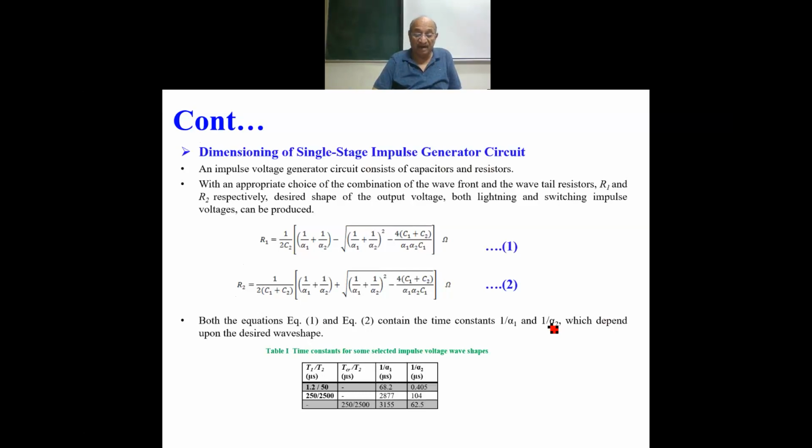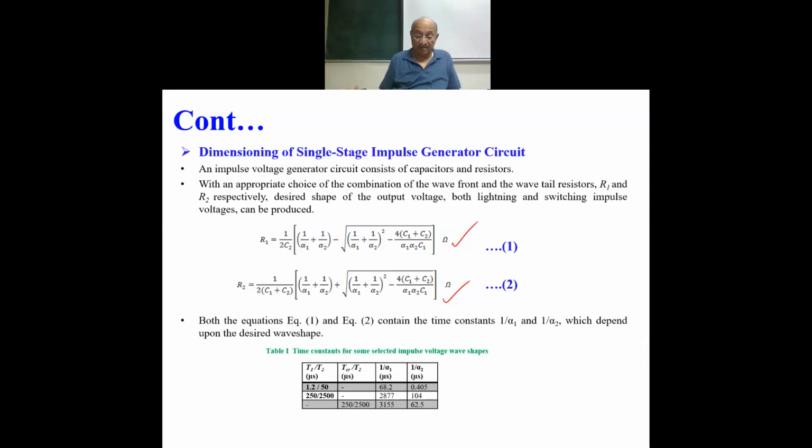So R1 and R2 analytically, as you can see, are this value, and this is the R2 value, and both equations here for R1 and R2 contain the time constants 1 by alpha 1 and 1 by alpha 2, which determine the rise time and the tail time, which depend upon the desired wave shape.